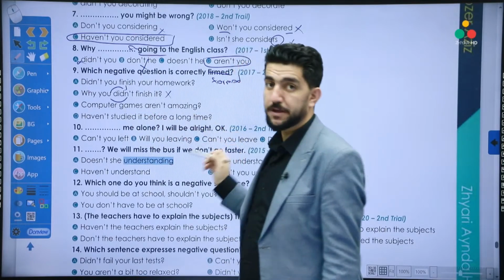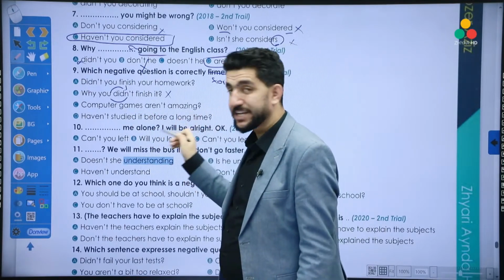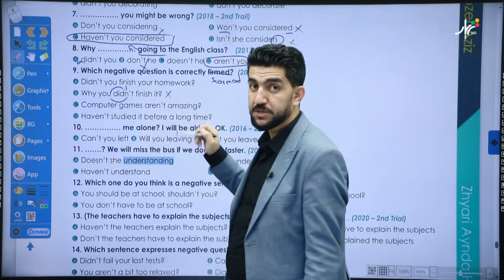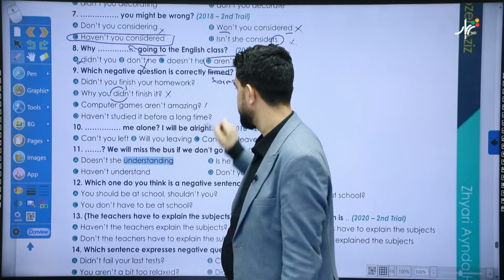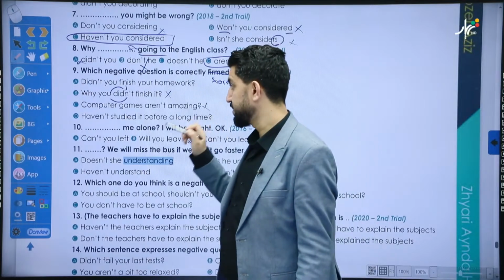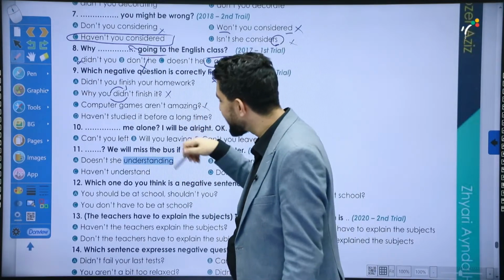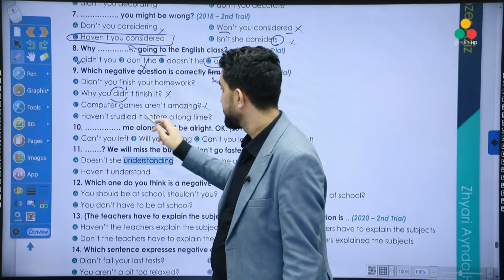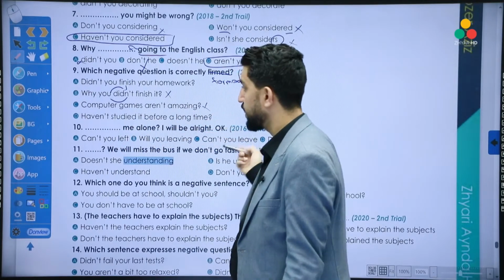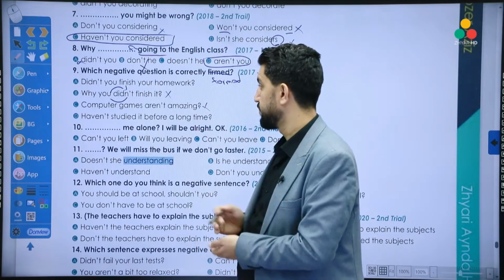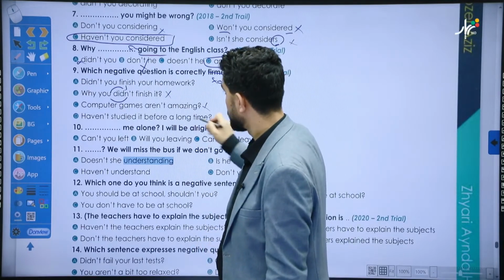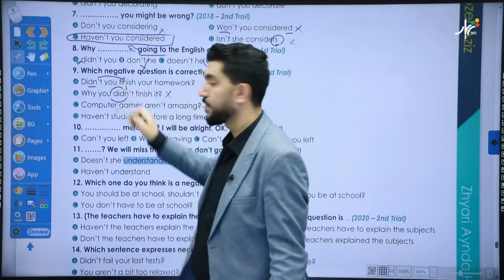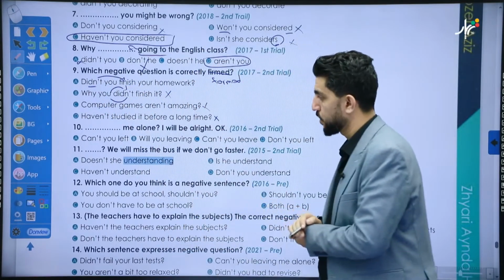Computer games aren't amazing. It is negative, but it's not a negative question. It must have been, aren't computer games amazing or interesting? So wrong. It is a question, but it's not a negative question. It's negative, but not a negative question. Haven't studied it before a long time? Haven't studied what? Before a long time. That's also wrong. Which one is correct? Didn't you finish your homework? Didn't is followed by infinitive form, so it would be correct.